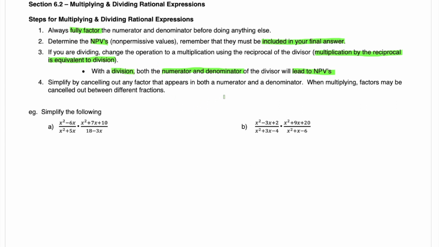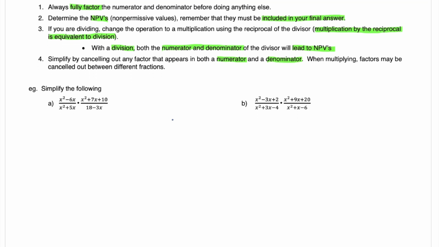And the last thing then, we're going to simplify the same thing as we did before. Any factor that appears in both the numerator and the denominator, we're going to cancel those ones out. And it doesn't matter if they're in the same fraction or not. So when you're doing the multiplication, you can basically cancel out factors between different fractions. All right, so let's do a couple of examples here.